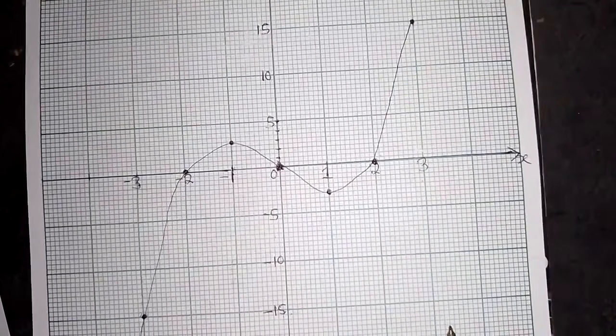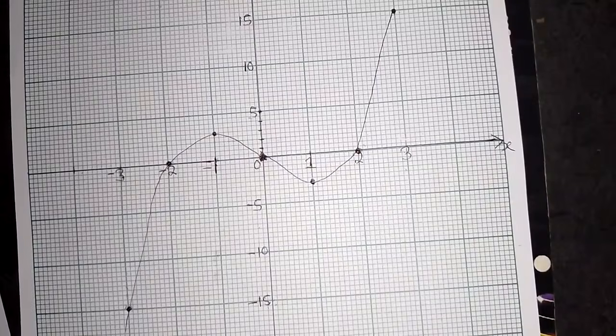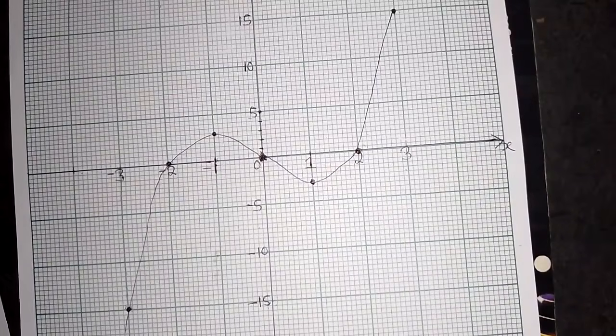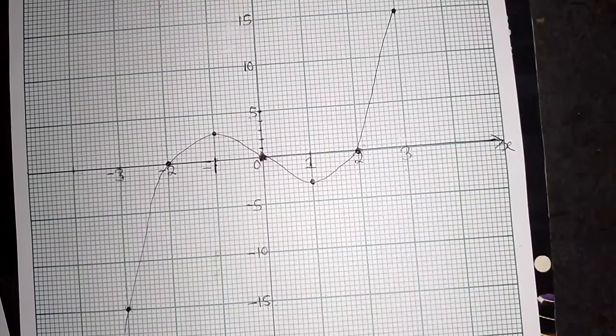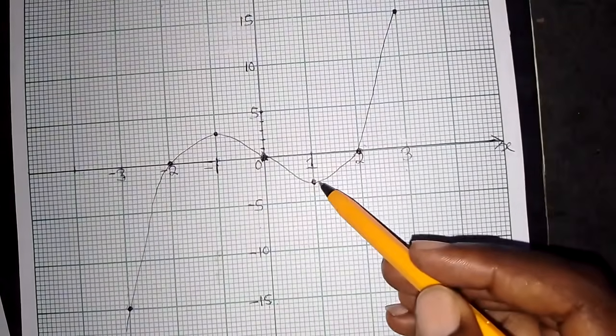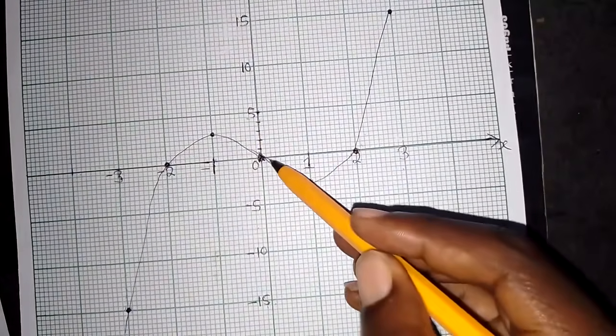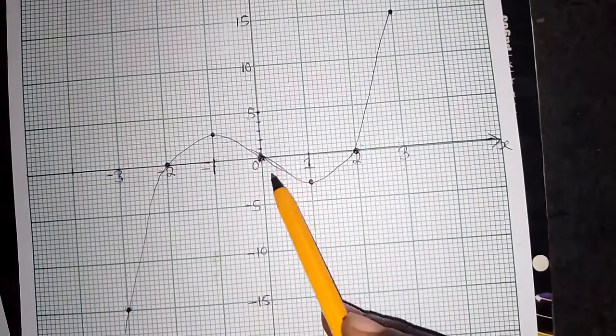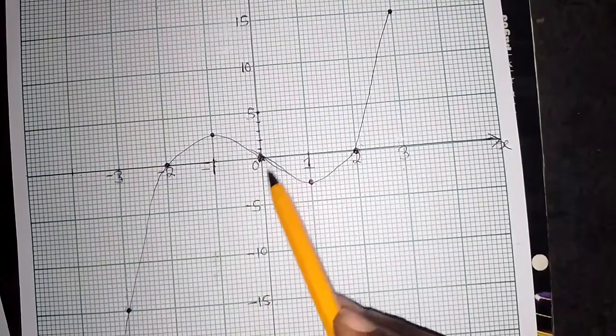You are done. This is how you need to join them. Have you seen the way I've done this? This is how you need to join them. They are supposed to be joined in a straight line like this, passing through here. But you are not supposed to do this. Have you seen these 2 lines? They are not supposed to be done.